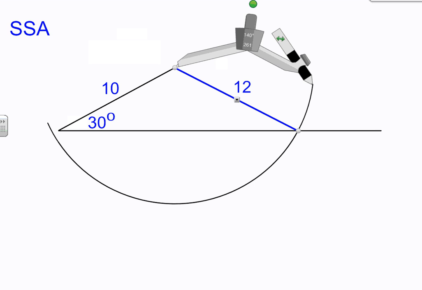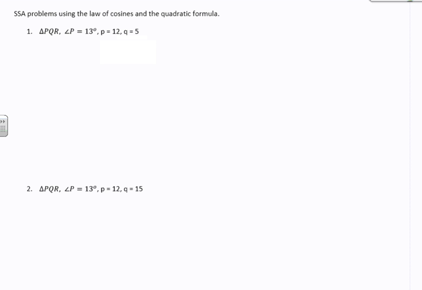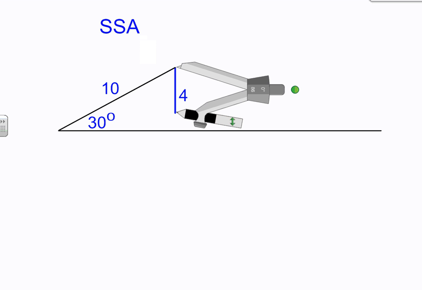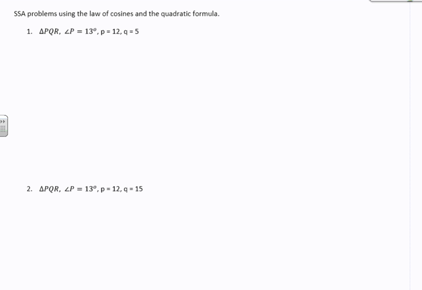Here's a fourth ridiculous kind of situation. What if the side is really short, like this 4? Well, it just wouldn't hit this side at all. So I'd have 0 triangles that could be formed there. Okay, so I want to quickly go on and actually solve some triangles of this situation. So the first thing you do is you draw a picture.